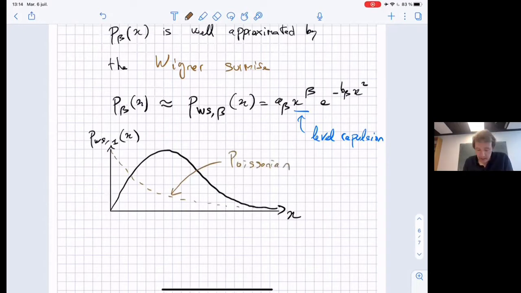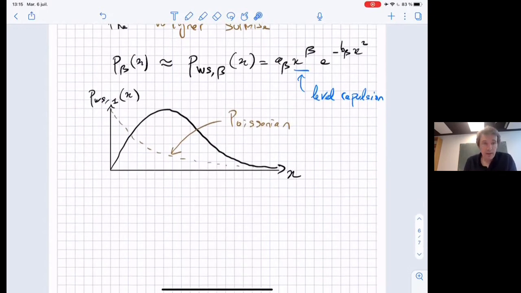And the fact that in many experiments, for instance, at the time of Wigner, people were actually observing this kind of shape, the black one instead of the Poissonian, was a good indication that probably RMT was a nice, good model for that.